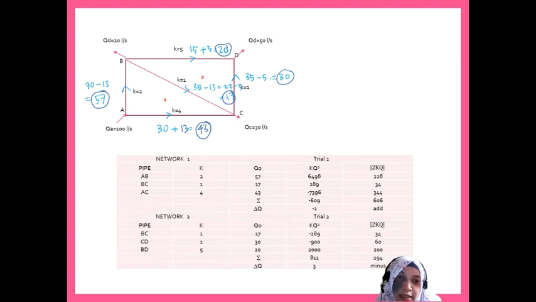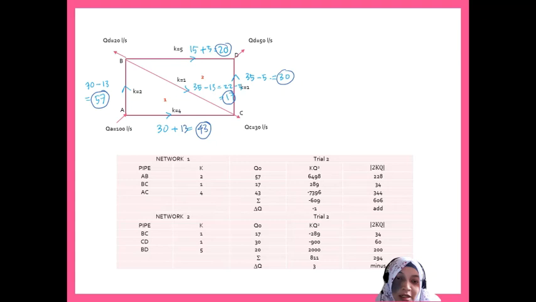Network 1 has clockwise direction, so 35 minus 13 equals 22, and network 2 has opposite direction, so it is minus 22 minus 5, so it is 17 for the flow rate of BC. And in network 2, this is clockwise direction, so 15 plus 5 equals 20, 35 minus 5 equals 30. Okay, I hope you understood. Sorry.